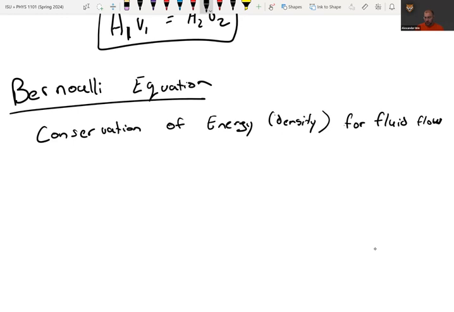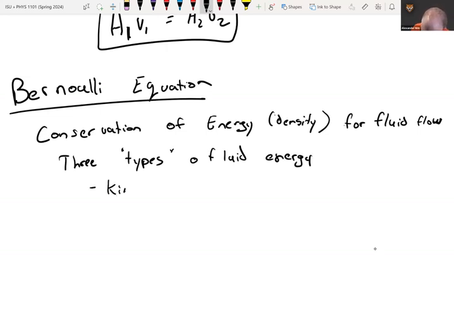Now, deriving the Bernoulli equation is somewhat difficult. You can do it. I'm not going to do that here, but basically what you would need to do is consider three ways that a fluid can have energy. So the three types of fluid energy. The first one is kinetic energy. And again, we'll do kinetic energy density.